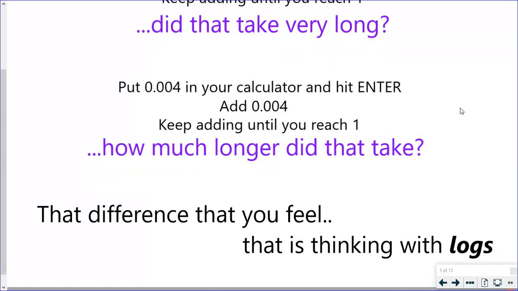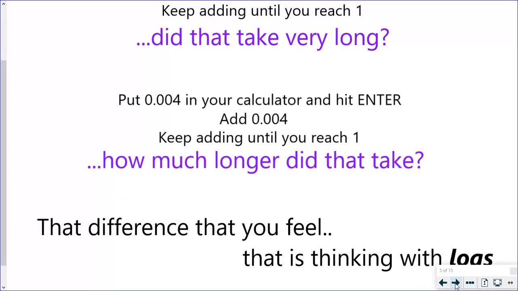That's thinking with logarithms. That's why we do this. That's the answer to, but why am I learning this? Miss Burke, why are you wasting my time? We think in logs. That is why we learn logs at this point in high school.